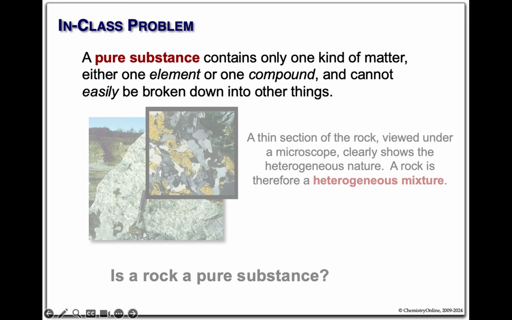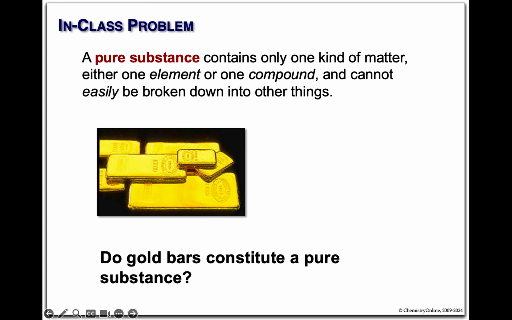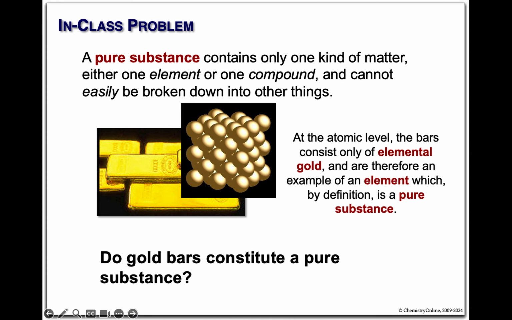These are gold bars. They all look different. They have different masses. But is it a pure substance? If you look at this on the atomic level, it's nothing but an array of gold atoms. So yes, it is an element. It is absolutely pure substance.